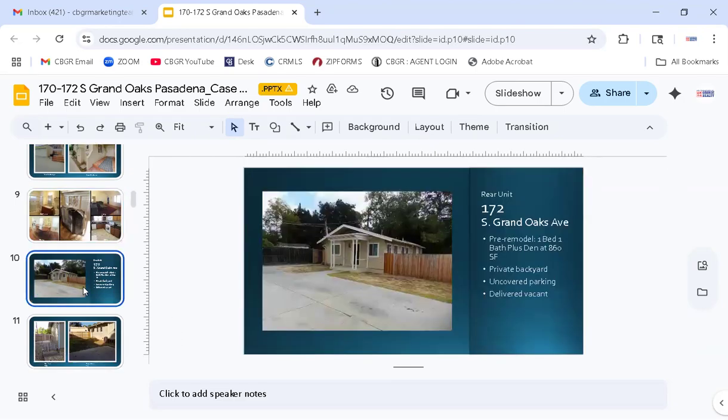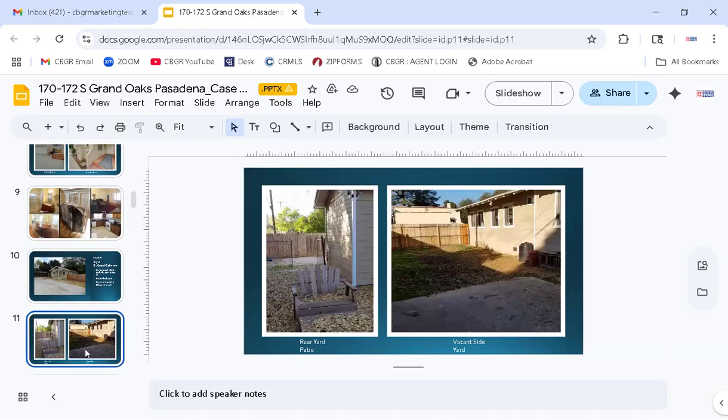Here is the rear unit. There's the fence that I peeked through and I discovered the rear yard. Next slide. See this? This is what I saw, 20 feet wide, 70 feet long. And I said to myself, here is the value add opportunity that nobody would look at.